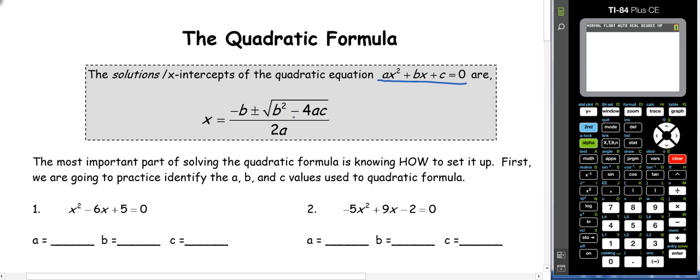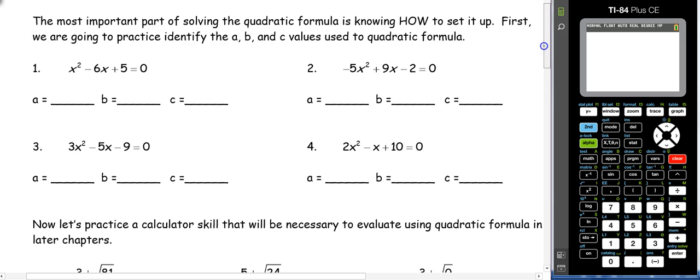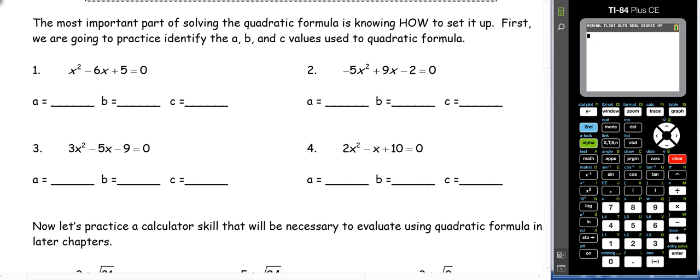Before we start getting into the quadratic formula, we're going to learn two skills today that are helpful for it. The first is identifying our a, b, and c values, and the second is, once we have it simplified, how do we enter it into a calculator? Whenever we do the quadratic formula and identify our a, b, and c values, it always needs to be in an equation that has x squared first, x second, and the number third.